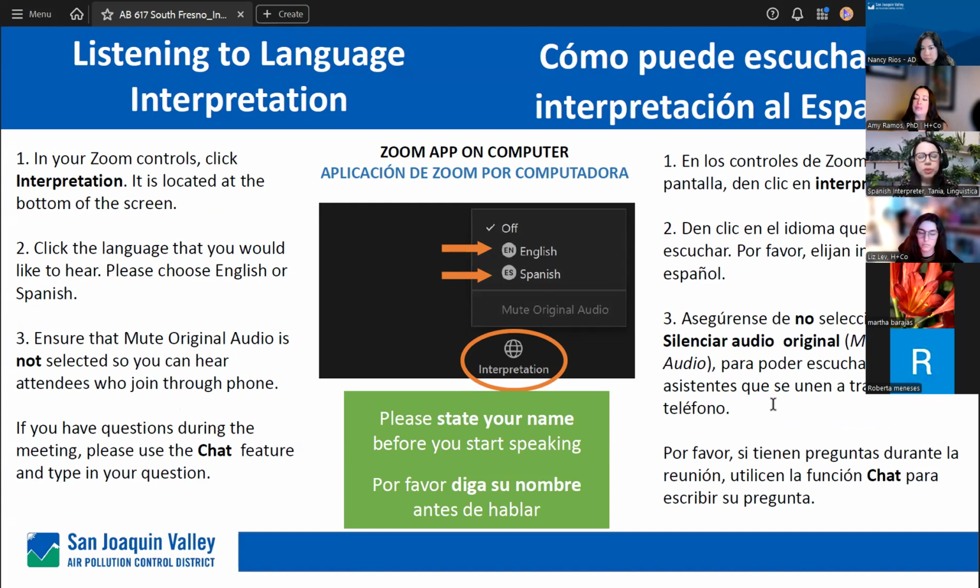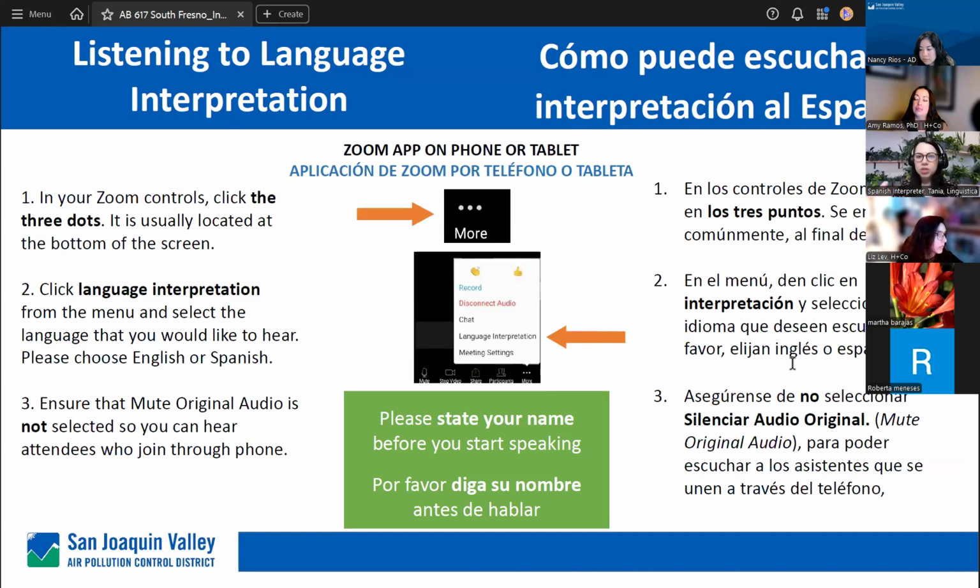If you're joining us with a computer, you'll see a globe at the bottom of your screen. Please click on the globe and select English. If you're joining with a cell phone or a tablet or an iPad, your options will be a bit different. You need to tap your screen and find the menu that would appear with three dots with the word more, either at the bottom or at the top of your screen. Please click on the menu, select language interpretation, select English, and then select done. If you need any help, you can let us know and we can assist you.